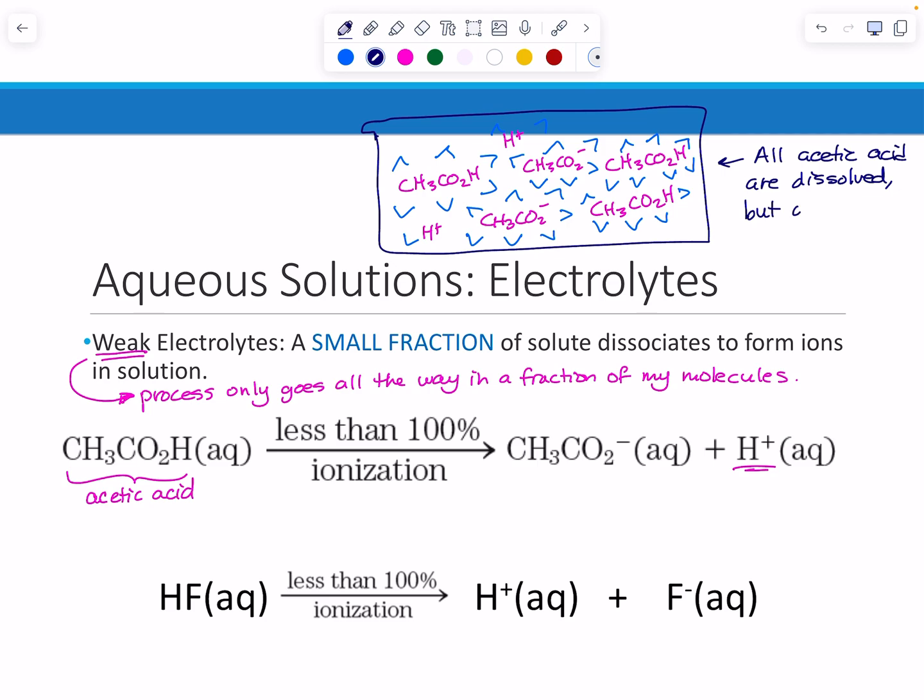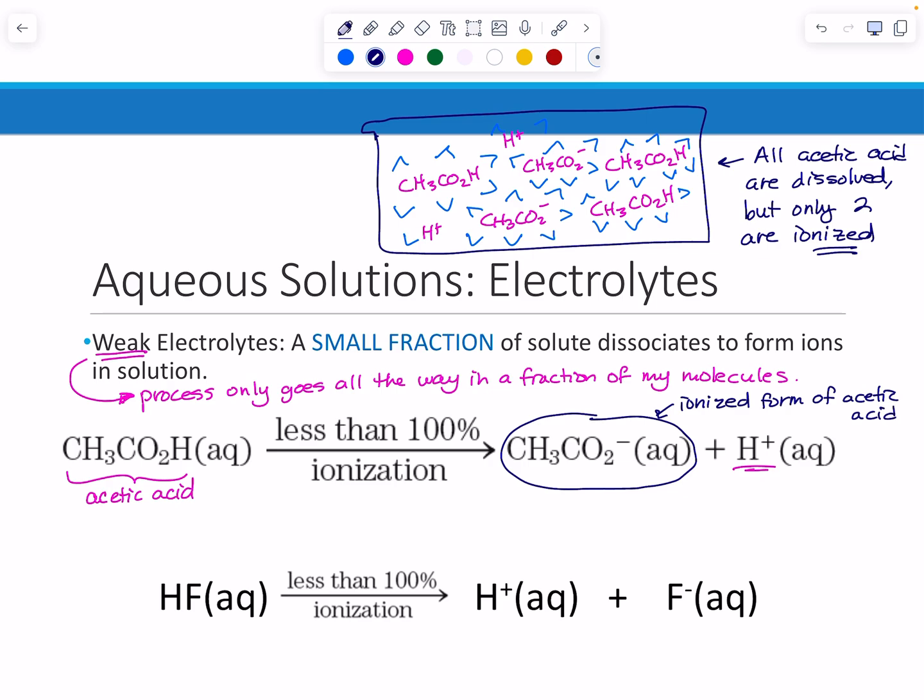But only, and in this example, 2 are ionized. And again, this is the ionized form because it is an ion now of acetic acid. Okay. So something that's really important to keep straight, again, is being dissolved versus an electrolyte being ionized.